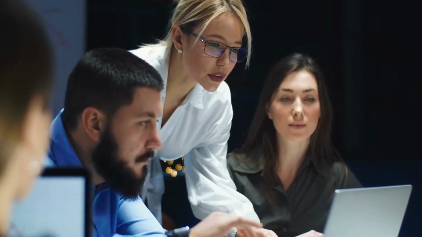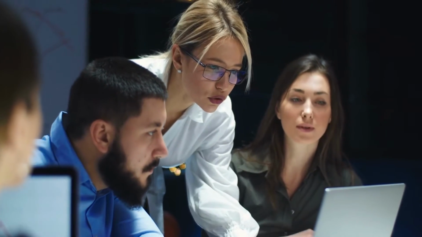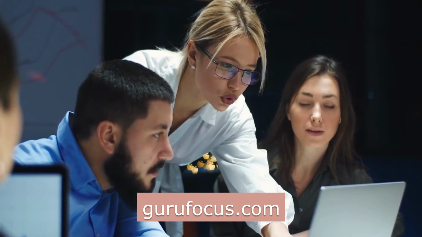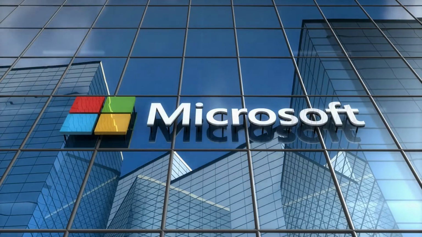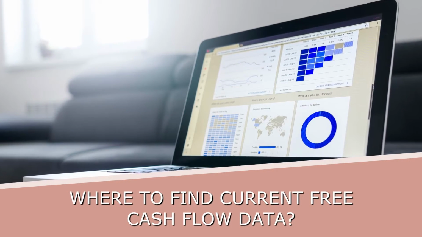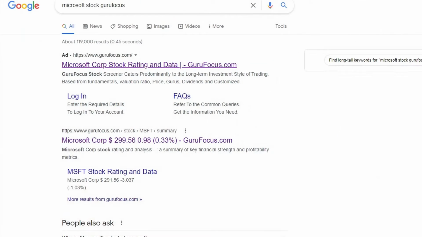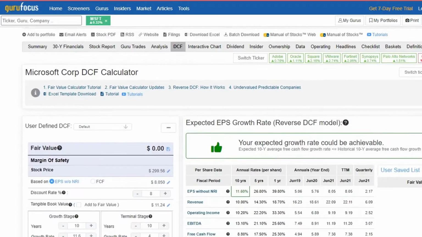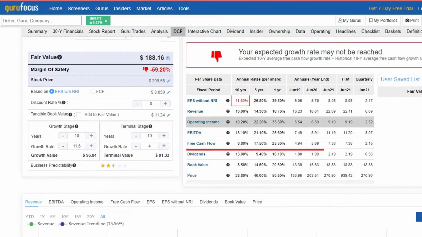Thanks to the advent of the internet, it's now easy to determine the cash flow. You can visit the website gurufocus.com to get this metric. For this video, we'll take Microsoft as our example. Where to find current free cash flow data? Type in Microsoft Stock GuruFocus. Then go to the DCF, Discounted Cash Flow, section. Check the Free Cash Flow section for the latest data.